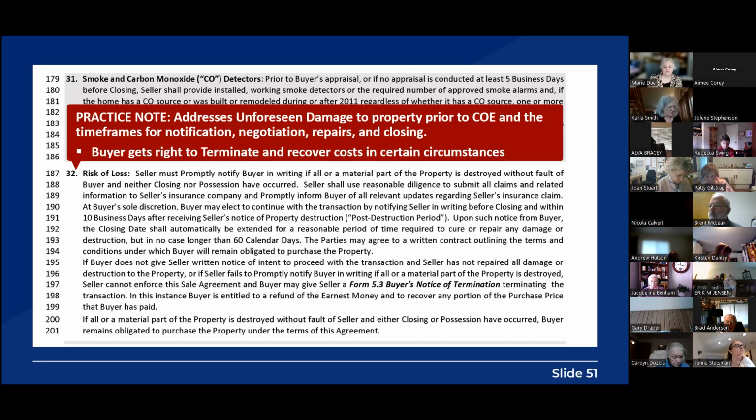So it's post-destruction period. So there is time frames in here to be able to negotiate it. Maybe the buyers are okay with sticking it out and waiting until everything gets done. In some of those cases, by the time the insurance company and whatever else you need, it could be a year or so. But that's up to the parties involved.